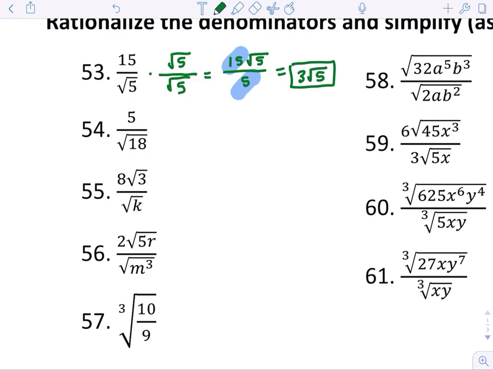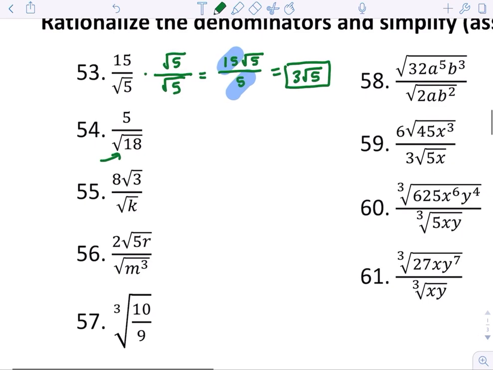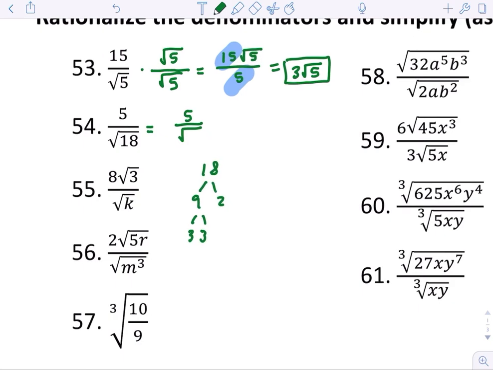Okay, next. Now, number 54, you guys. Now, before I multiply by radical 18, I'm noticing that I could simplify the denominator, which I'm going to do. So, 5 square root. Now, for 18, right, if we made a factor tree, we're going to get 9 and 2 and 3 and 3. And since it's square root, gotta find pairs, so it's going to be 3 radical 2.